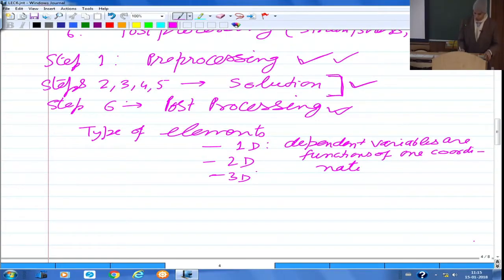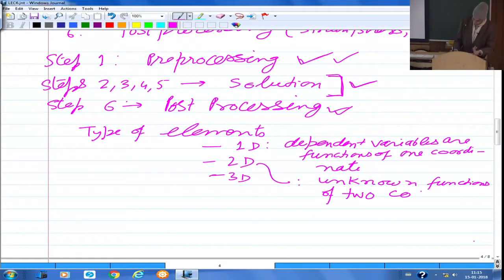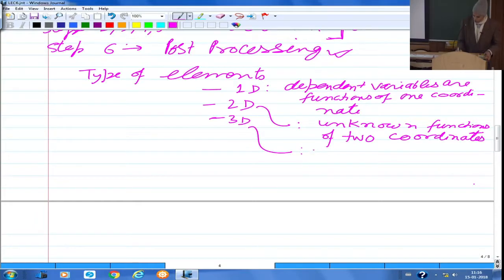one coordinate. In case of 2D problems, the dependent variables are unknown functions of two coordinates, say x and y, or even curvilinear coordinates. And in 3D, obviously you can make out all the dependent variables are functions of all three coordinates. Whether for a given problem you are going to use this, this, or this depends on the physics of the problem.